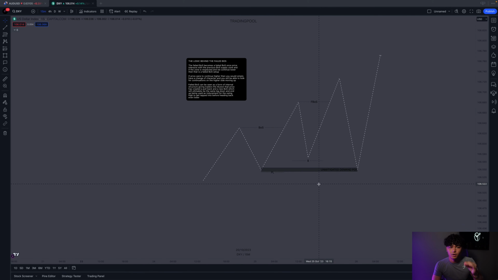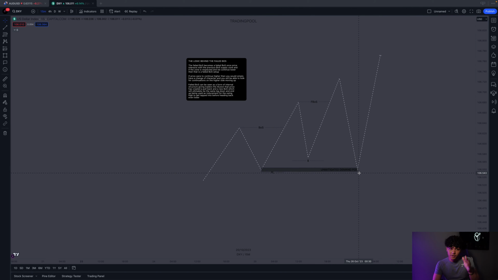So the logic behind the whole failed breaker structure is we're coming into the original breaker structure, right? So we get this breaker structure here, we get this breaker structure here. Usually it will be a change of character over here, but because we confirm off of the original breaker structure, that's when it actually becomes the failed breaker structure, and that's where we take the continuation from.